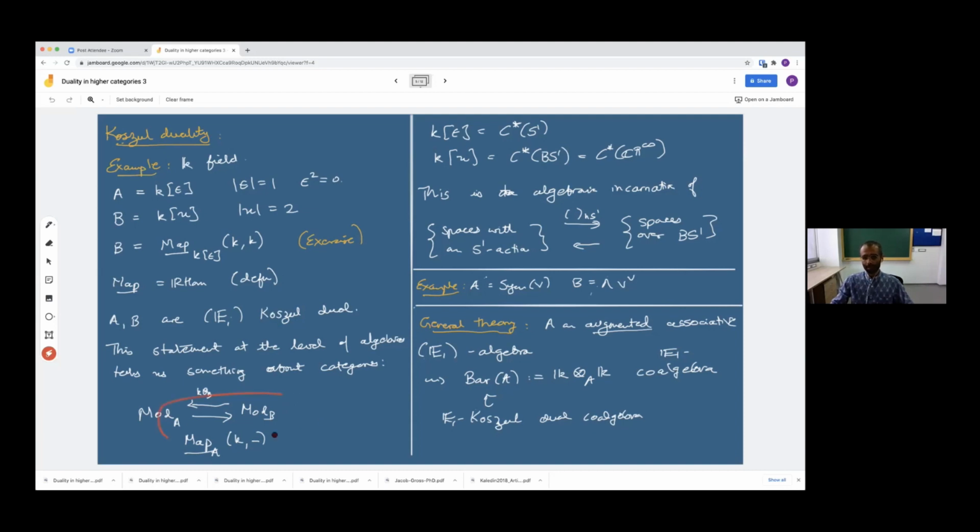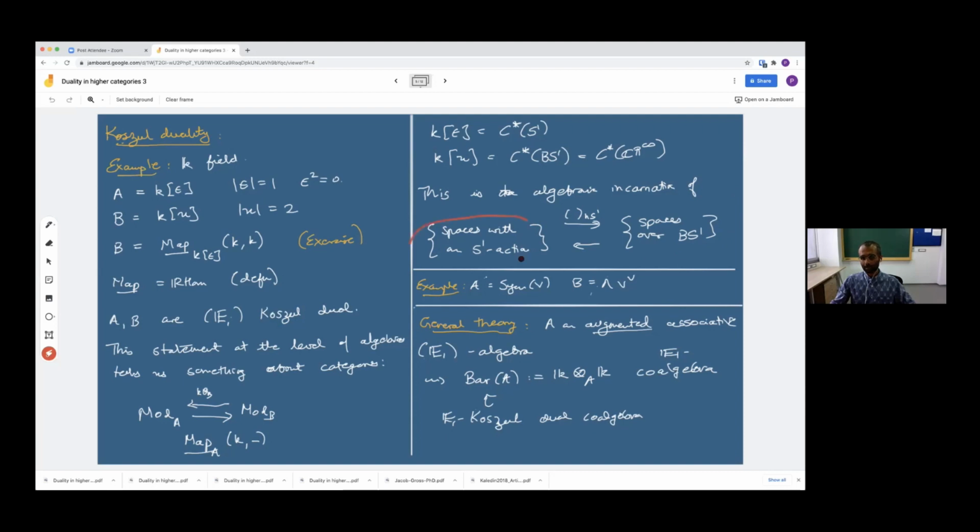So you have this adjunction of categories, and now you can compare. You can go between two descriptions. You now have two descriptions of modules over K[epsilon]: one is modules over K[epsilon], and the other in terms of modules over K[u]. Now, in fact, the story is an algebraic incarnation of something that has a topological meaning. K[epsilon] is cochains on S1, and K[u] is cochains on BS1, the classifying space of S1, which is CP infinity. And this adjunction is an algebraic incarnation of the adjunction between spaces with an S1 action and spaces living over BS1, spaces with a map to BS1.